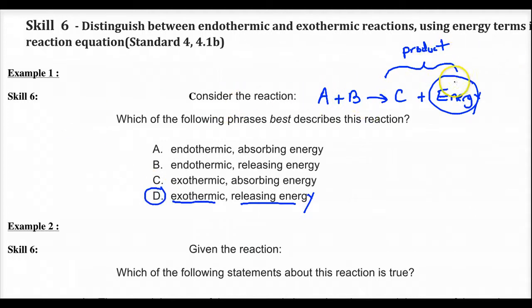So yeah, they would give you a reaction, and you have to notice where the energy is. If the energy is on the product side, that means you're producing energy and energy is exiting. And if energy is exiting, exothermic.